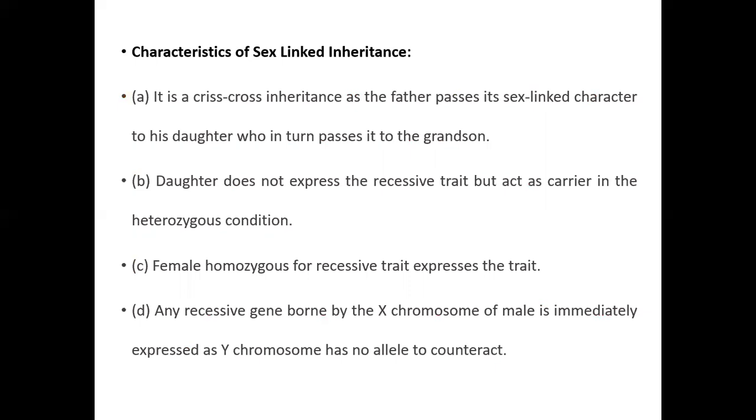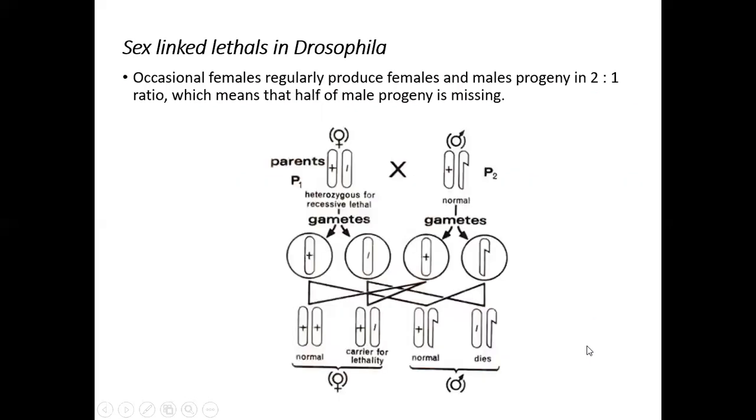Any recessive gene that is borne by the X chromosome of a male is immediately expressed, as the Y chromosome does not have an allele to counteract it. In some other cases, occasionally the females regularly produce female and male progeny in a 2:1 ratio, which means that half of the male progeny is missing.